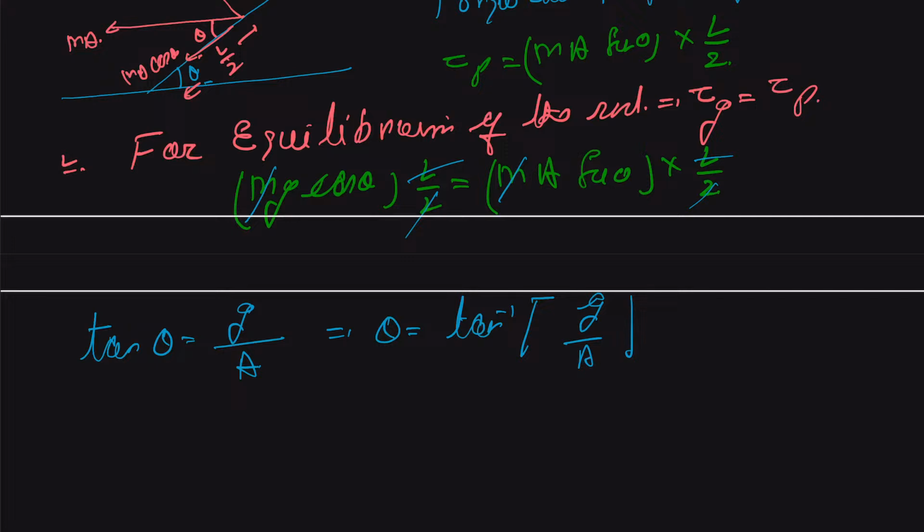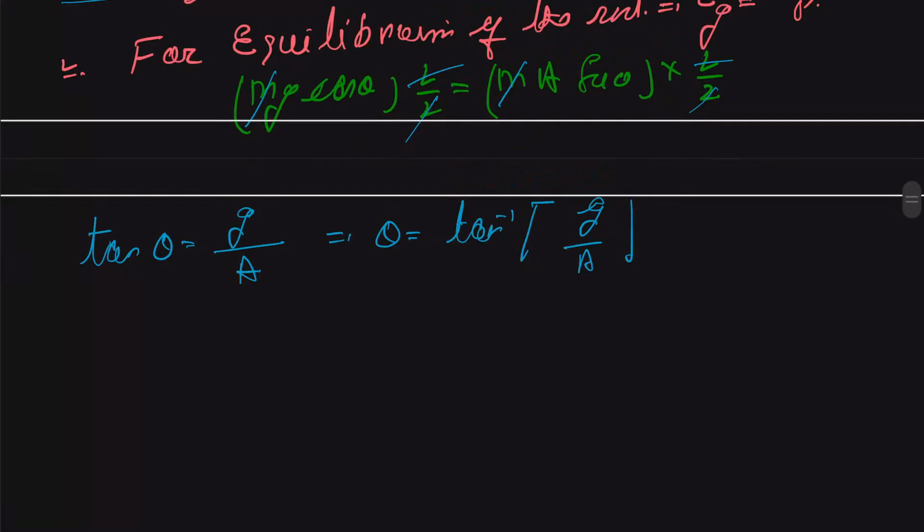In the second part, it is said that the rod is displaced by a small angle of phi. So we have part B, and we are given that the rod is displaced slightly by angle phi.